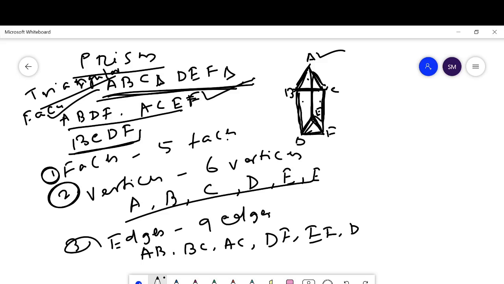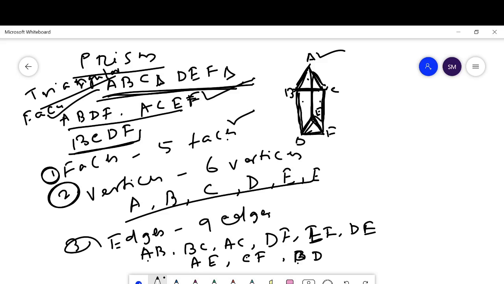D, E, D, F, E, F and D, E and A, E, C, F and B, D. There are 9 edges, 6 vertices and 5 faces in a triangular prism.